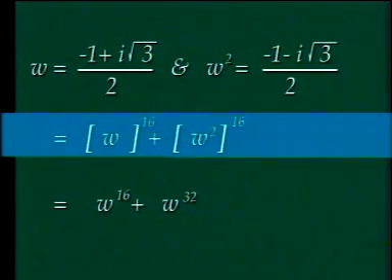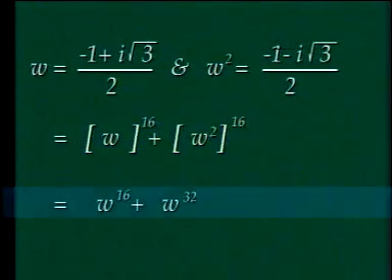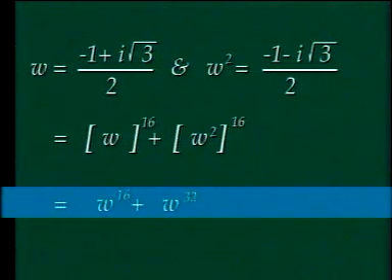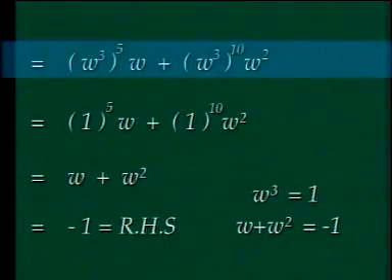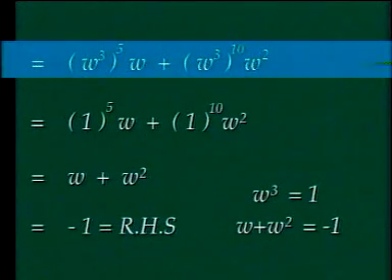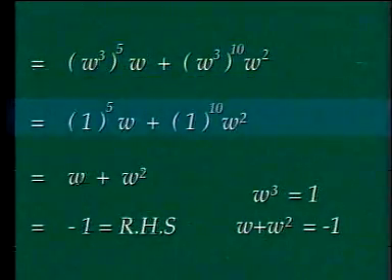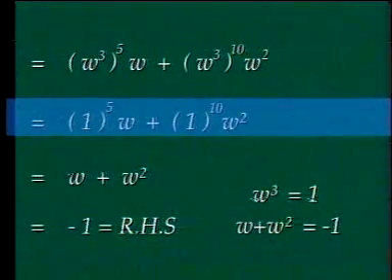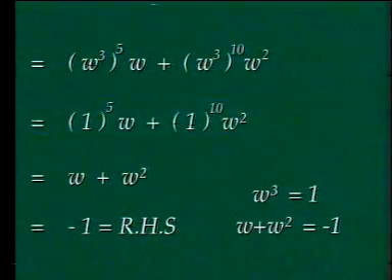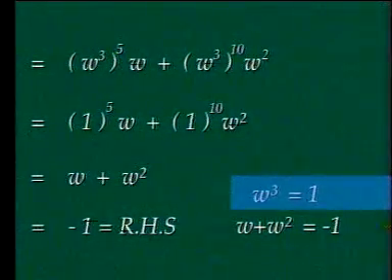Similarly, this was equal to omega square, that is omega square power 16. Now we will simplify, that is omega power 16 plus omega power 32. Omega cube power 3 into 5, that is 15, and 1 omega is left. Similarly, 3 into 10 will be 30, that is omega square is left. Now we will place the value of omega cube, that is 1. You can write over here, that is omega cube is equal to 1.